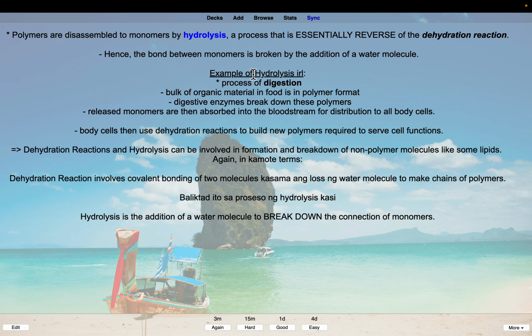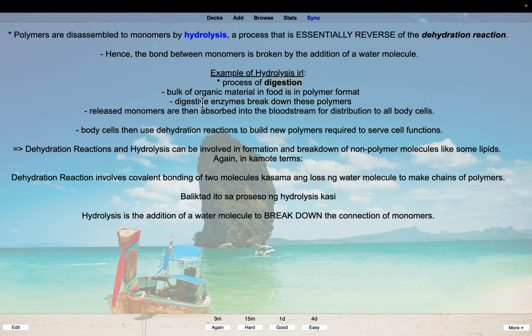So, we have digestion. The bulk of organic material in food is in polymer format. The digestive enzymes break down these polymers. The released monomers are then absorbed into the bloodstream for distribution to all body cells. And the body cells use dehydration reactions to build new polymers that are required to serve cell functions. So, hydrolysis and dehydration reaction can both be involved in the formation and breakdown of non-polymer molecules, like some lipids again.